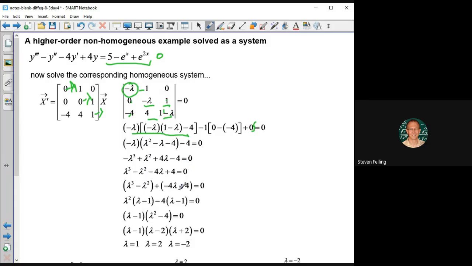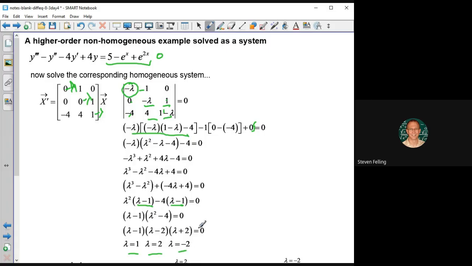This one actually works by factoring by grouping. So if I group these and factor out a lambda squared here and a negative 4 here, I can then factor out the lambda minus 1. I get lambda squared minus 4, which then further factors as a difference of squares into lambda minus 2, lambda plus 2. So this particular coefficient matrix has 3 distinct real eigenvalues, 1, 2, and negative 2.